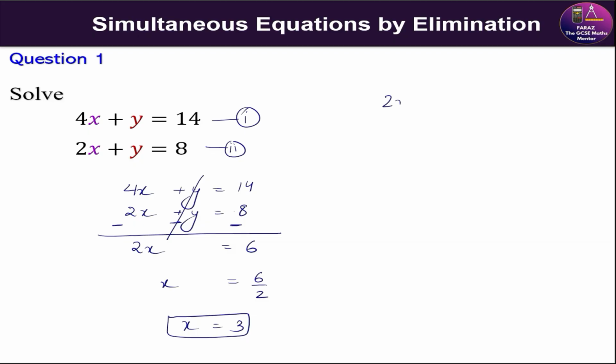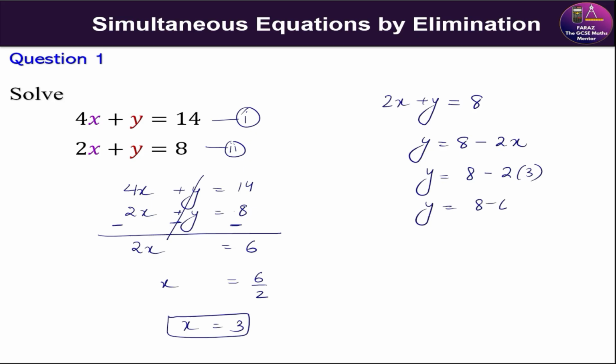So let's choose equation 2, 2x plus y equals 8. So therefore y equals 8 minus 2x, subtracting 2x on both sides. And then you have y equals 8 minus 2 times 3, which means y equals 8 minus 6. And therefore we have y equals 2. And that's the price of a drink. Alright, let's move to the next question.